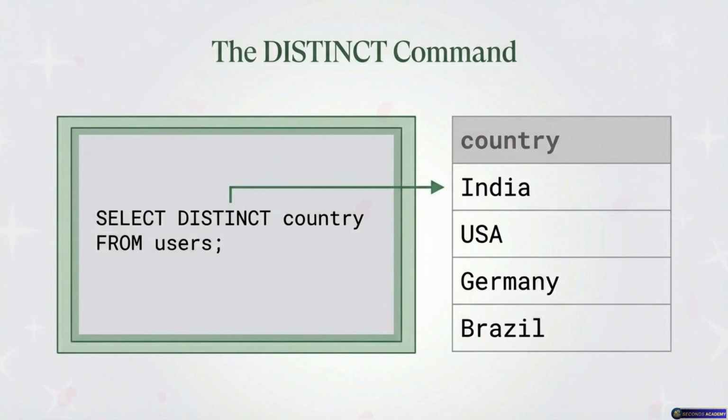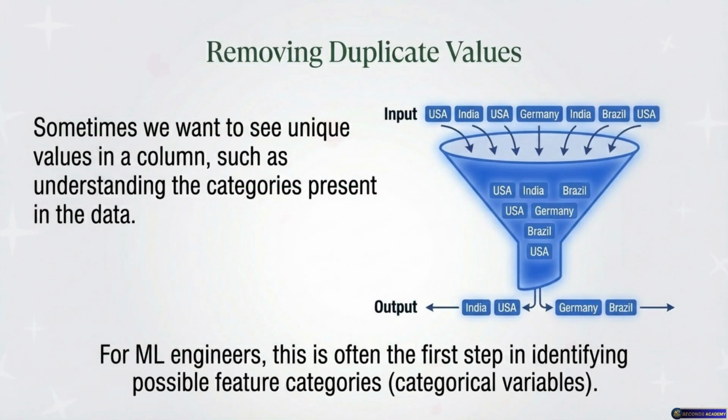So how do we implement it in the syntax? It modifies the select command directly. You write, select distinct country from users. When you execute this, the database engine will scan the entire column across all billion rows. But it doesn't send back a billion rows. No. Instead of returning a billion values, it uses internal hash maps or sorting algorithms to filter out every single duplicate. It only returns a clean, deduplicated list of the unique values it encountered.